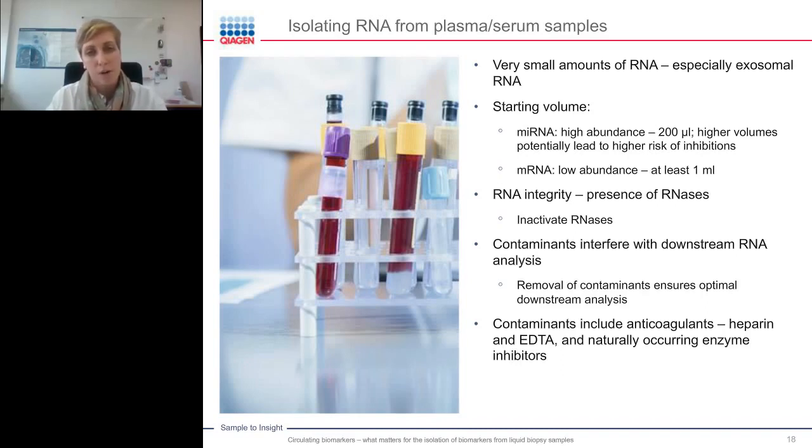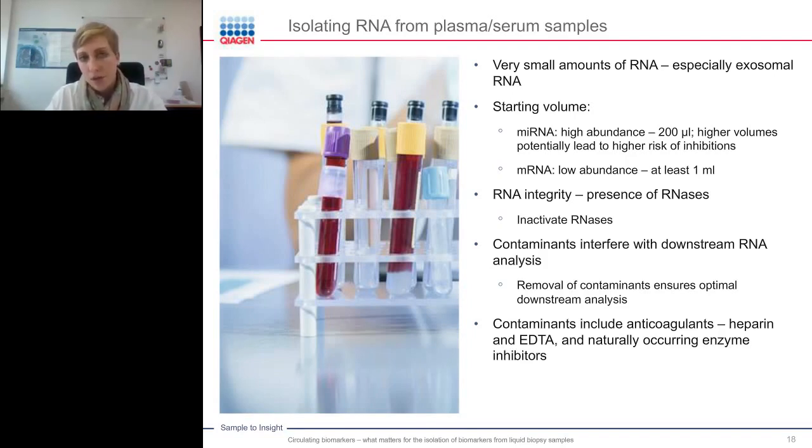In terms of starting volume for microRNA, as it's a little bit higher abundant than mRNA, it's usually sufficient to start with 200 microliters of plasma or serum. You can use higher volumes, however, this also increases your risk of getting inhibitions in your downstream assay later on. For mRNA, as it's usually only contained within exosomes, the abundances are much lower. So here we recommend to at least start with 1 milliliter of serum or plasma to have then sufficient amounts of RNA molecules, mRNA molecules, to go into a deeper analysis of gene expression differences.